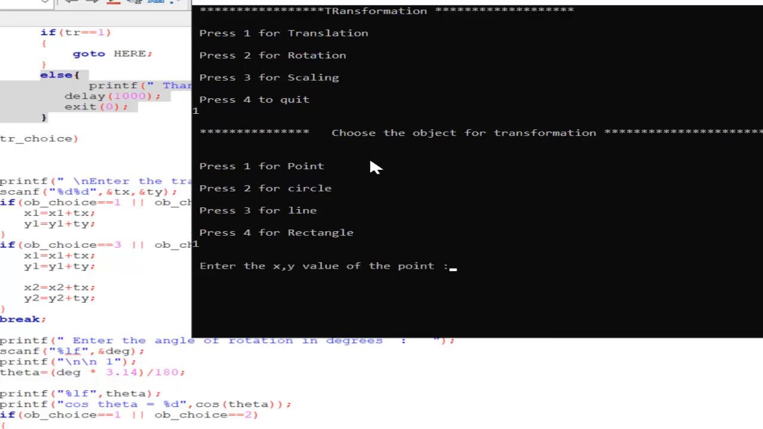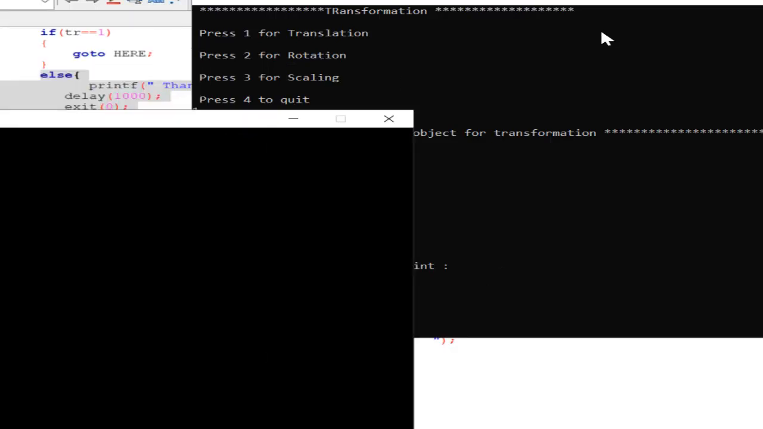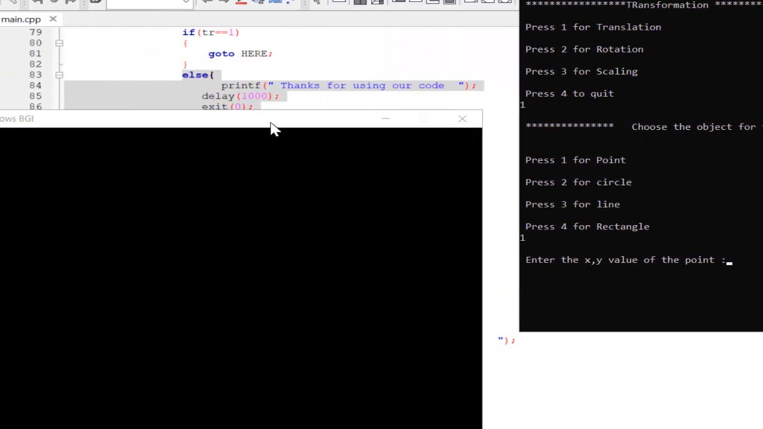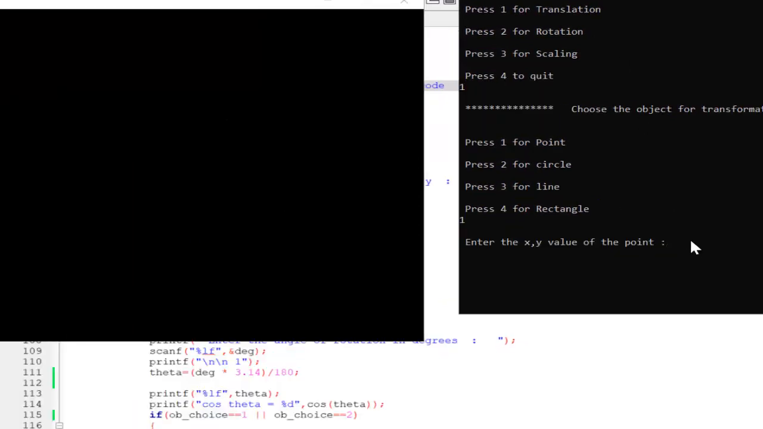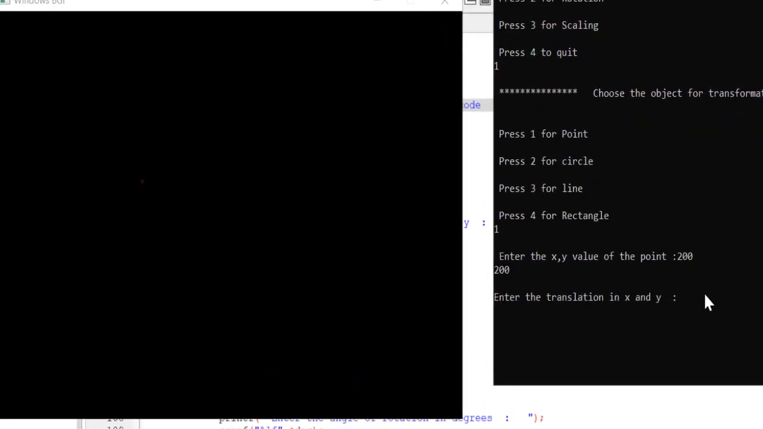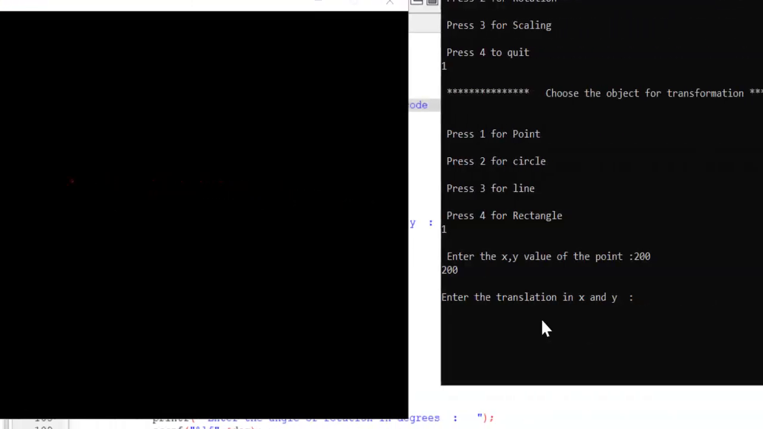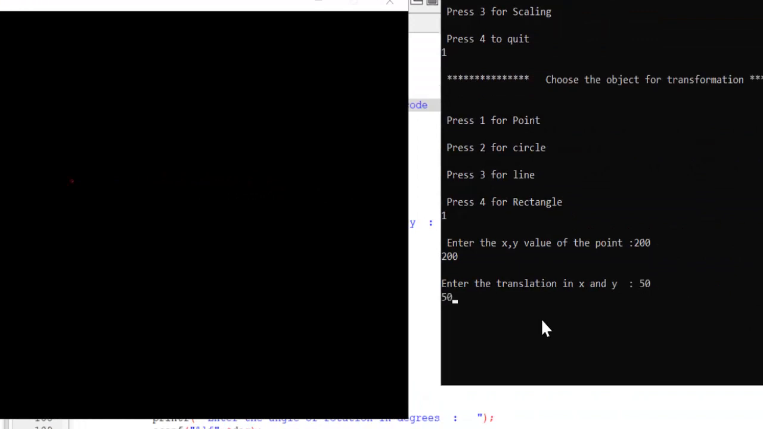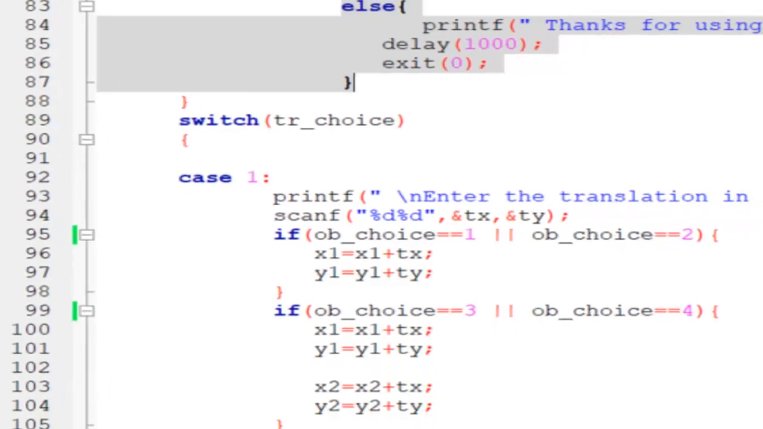Then it is asking me for the coordinates. This is the window coming up, the graphics window. What are the coordinates of this? I will say 200, 200, and we have actually created a point here and also a little circle to understand where the point is, so that we don't miss it. Now under the translation in x and y, I just want to move it 50, 50, for example. Okay, 50 x and 50 y, and now you can see the second point is coming up here. It is translated, right?